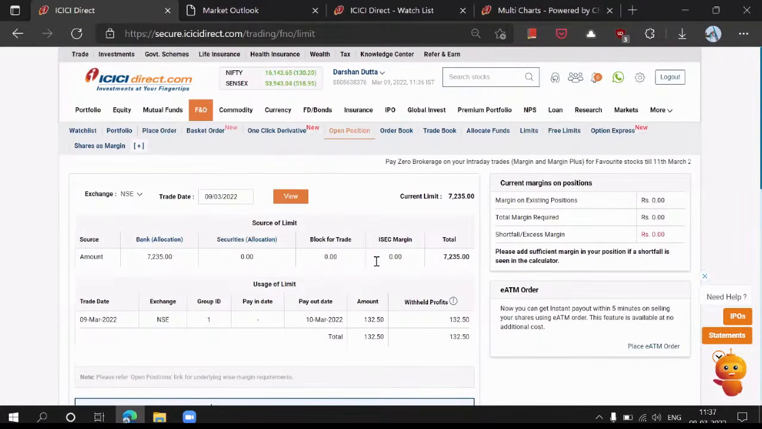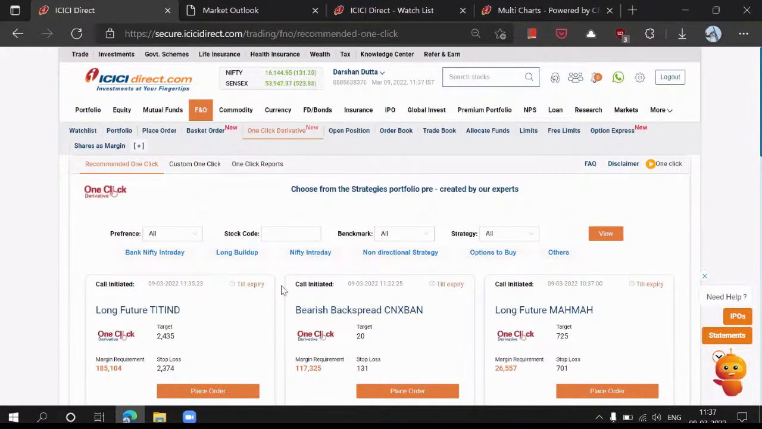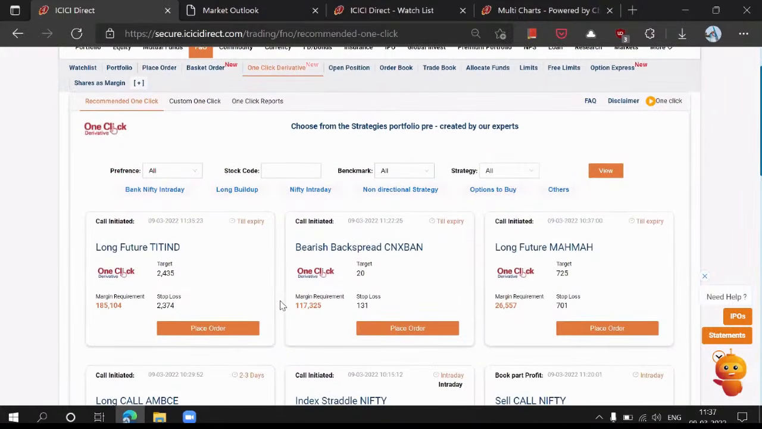The other thing that I now want to show is one-click derivatives, and then I'll also come to stock options. This is something we have launched very recently. Some of you would have seen the emails from our side. Now, I'll give you certain statistics. March has been a very volatile month.